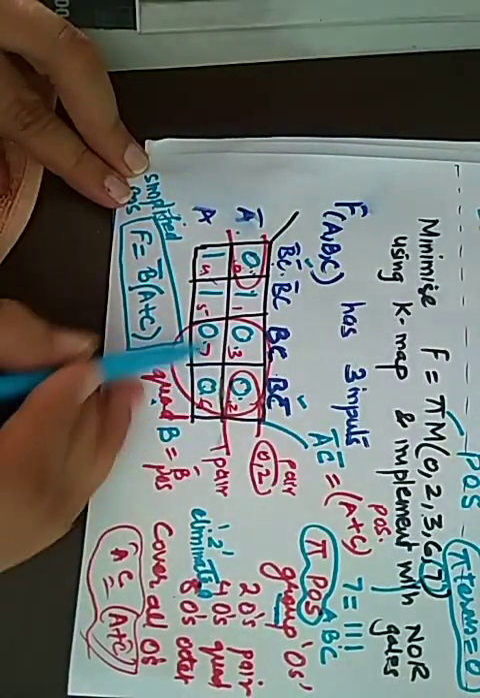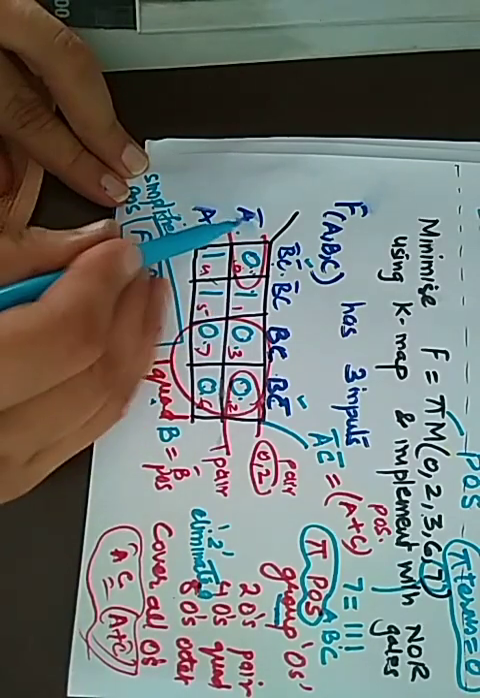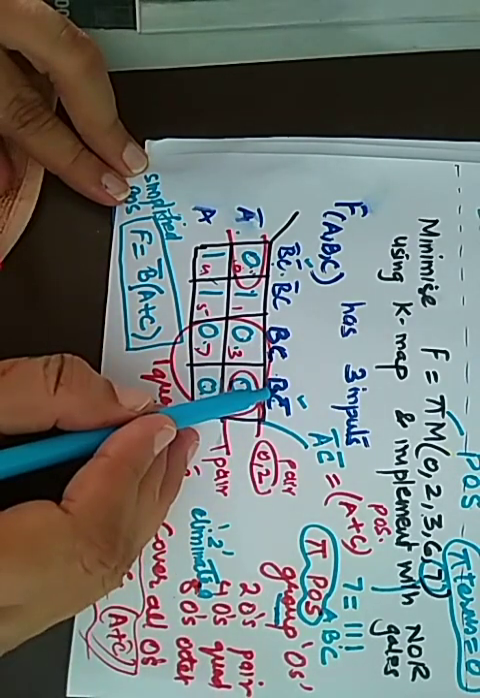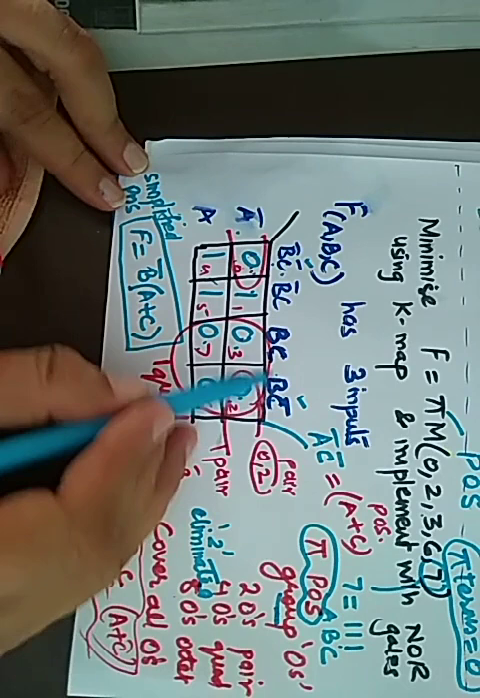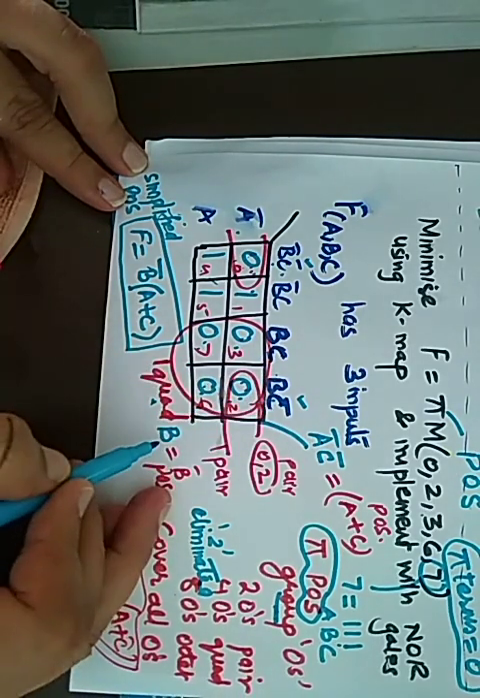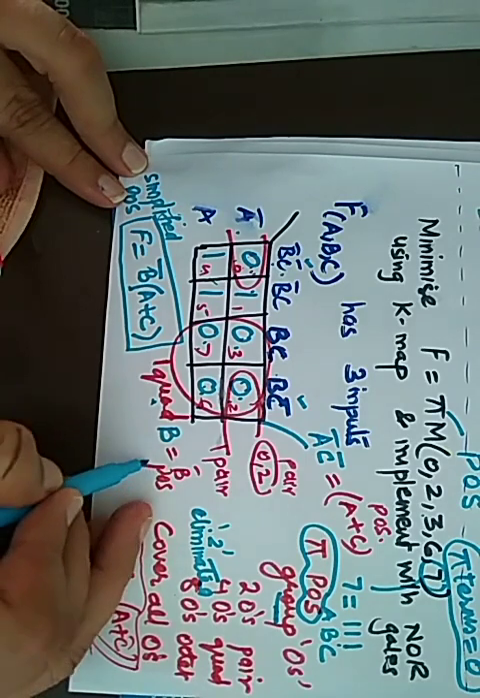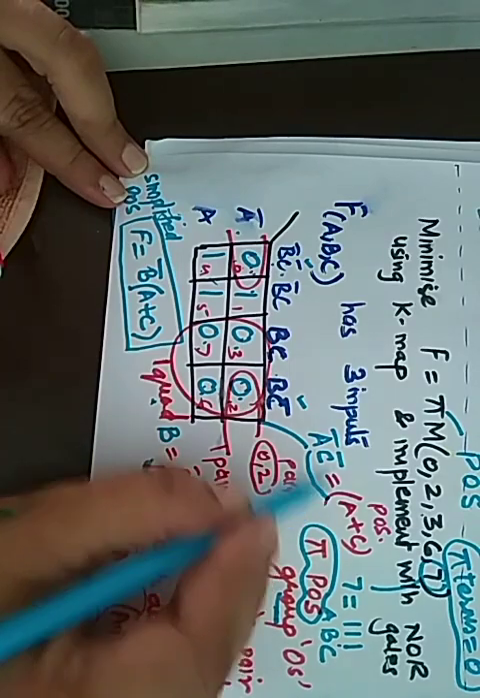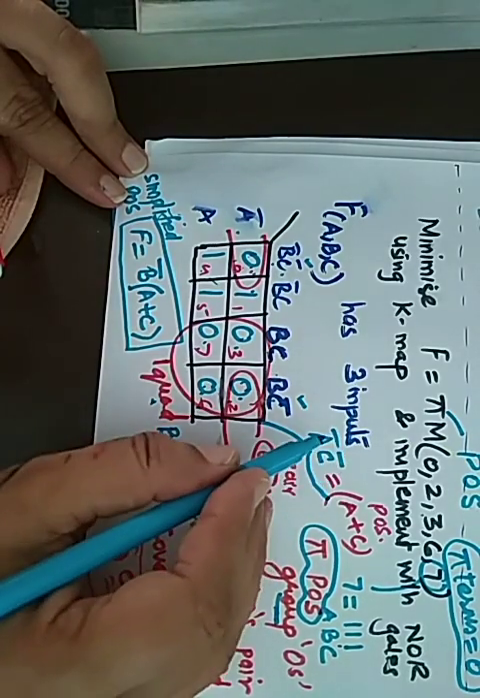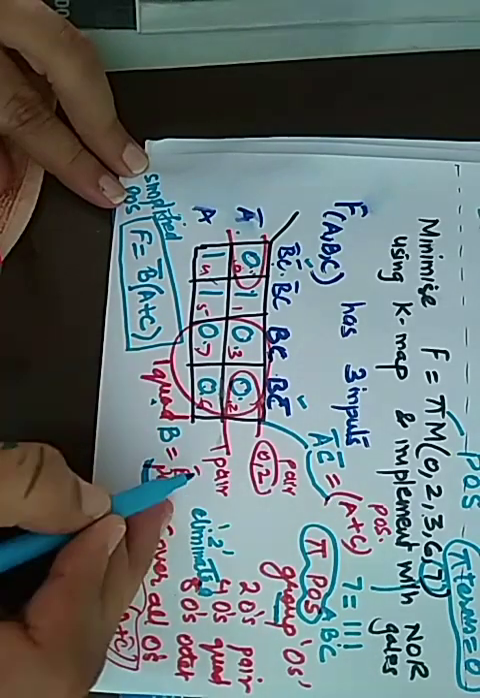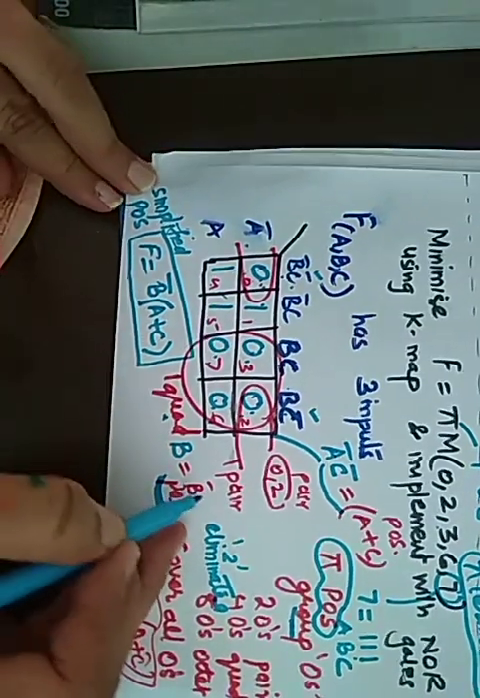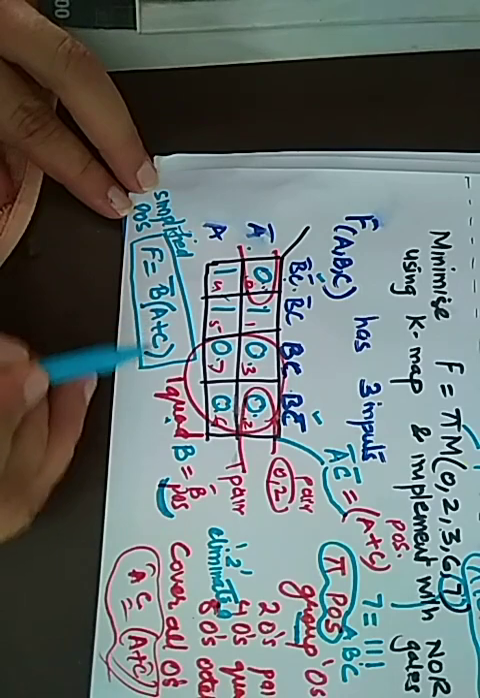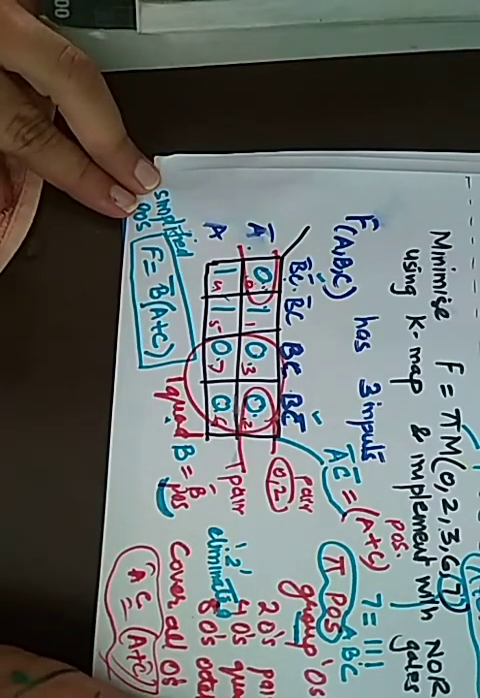And this quad, the rows were A bar and A. So A is eliminated, no A. From the columns, B is same, C is changing. So C is eliminated, you're left with B. Last step is to find the POS function. Here also to find the POS of this min term. So this will change to A plus C. This will change from B to B bar. And finally, you write the simplified POS function as F equal to B bar into A plus C. So this was the simplification.